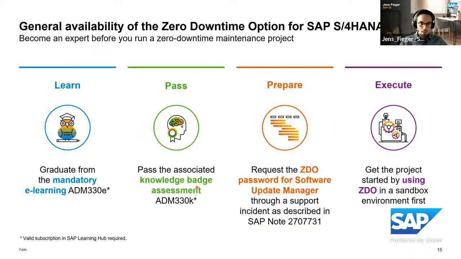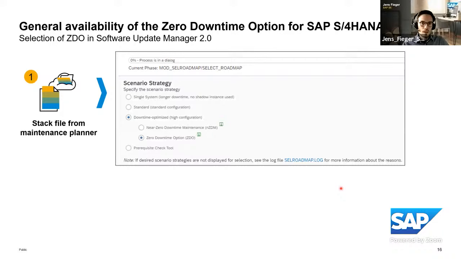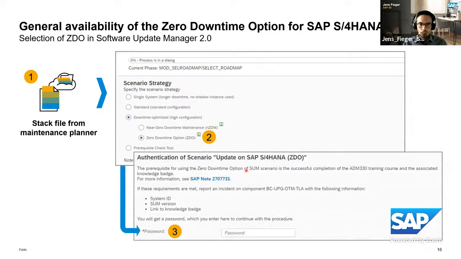So I said here we start with learning, we do the assessment, and then we are good to go for the upgrade. We get the password from the support, and then you can eventually launch the Software Update Manager. And if your system meets the prerequisites, like it's running on 2020, it does not have any of the permitted add-ons, etc., then your scenario strategy tree looks like this, that the zero downtime option is there. And if you select that, the next dialog will ask you for the password. Also here we have described what information you have to deliver.